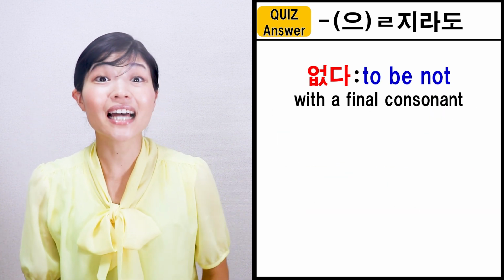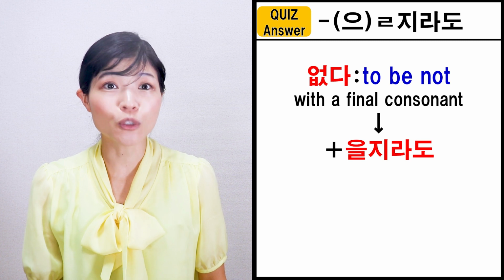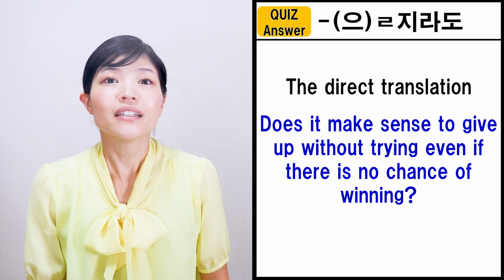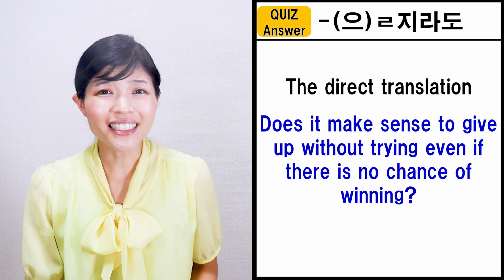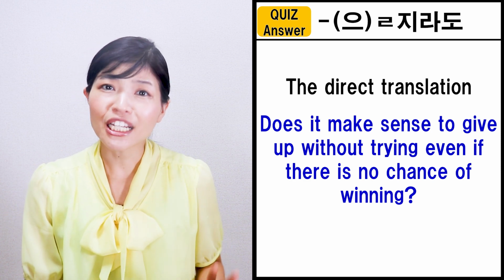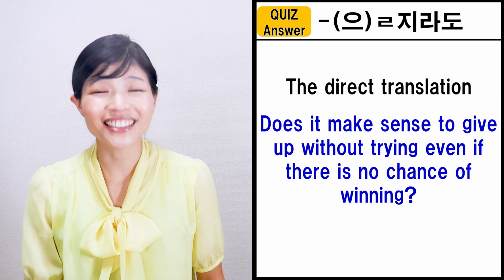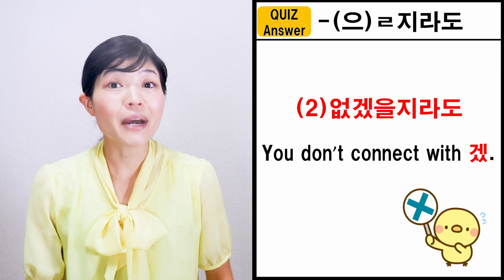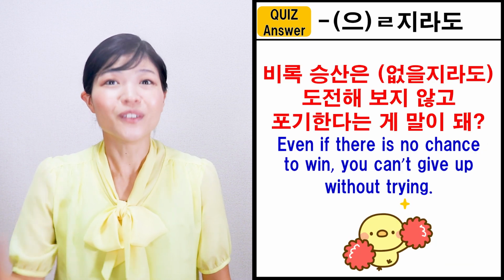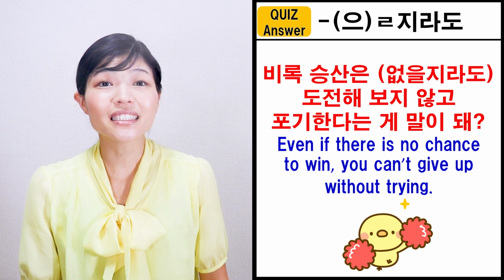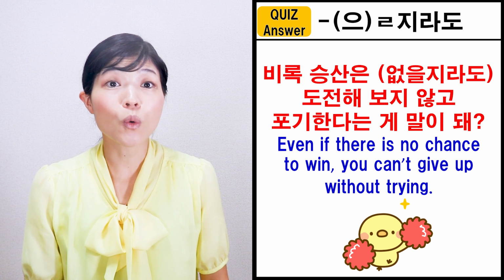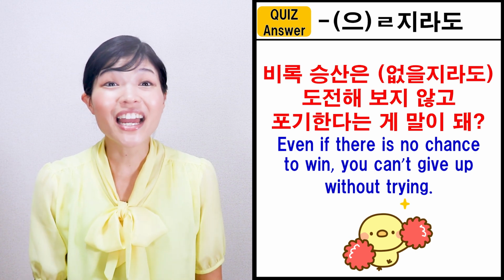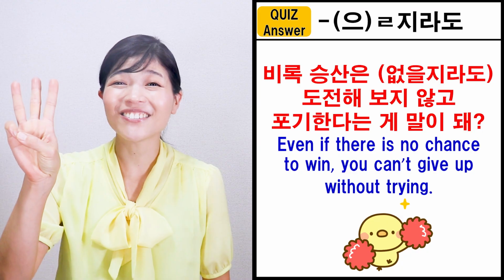Since 없다, to be not, has a final consonant, you add 을지라도 to make 없을지라도, even if there is no. The direct translation would be, does it make sense to give up without trying, even if there is no chance of winning? But I changed this a little bit for you to understand it better. Number 2 is wrong because you don't connect with 겠 like 없겠을지라도. This is grammatically incorrect, so please be careful. Now, let's read the sentence together. 비록 승산은 없을지라도 도전해보지 않고 포기한다는 게 말이 돼? Yes, that's so true. You should try at least. Anyway, please read out loud this sentence 3 times.